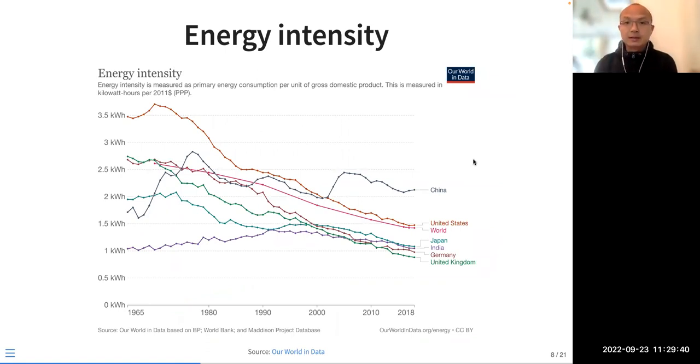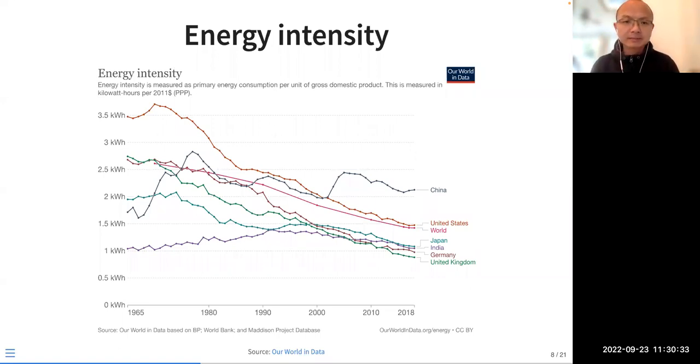So that brings us to the discussion of energy intensity. How can we make projections of future energy intensity in general? Let's see the world average as an example. This data is from Our World in Data. It's a fantastic website for all kinds of data. And it shows from the 1960s to 2018. In general, the energy intensity has been decreasing, which means that we need less energy to produce $1 of GDP, all in PPP, purchasing power parity GDP.